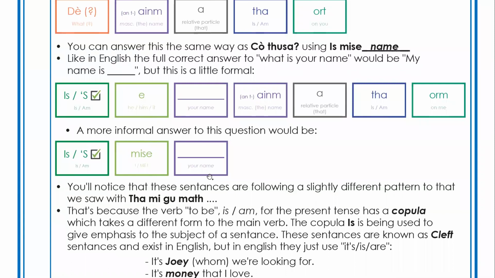You could also shorten this, Is mise Màrtainn. And you can drop the name part. Is e Màrtainn a th' orm. It's Martin that's on me. And the name is understood from the question. So the an t-ainm in the answer can be dropped. Is e Màrtainn an t-ainm a th' orm. Is e Màrtainn a th' orm. Is mise Màrtainn.